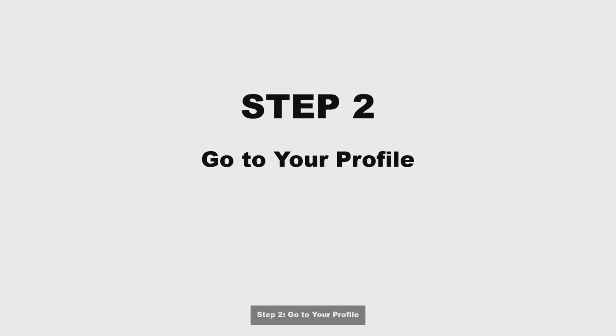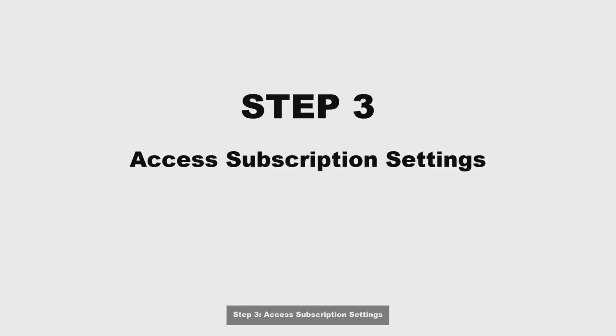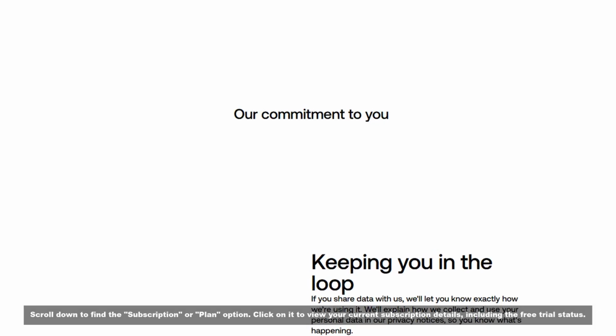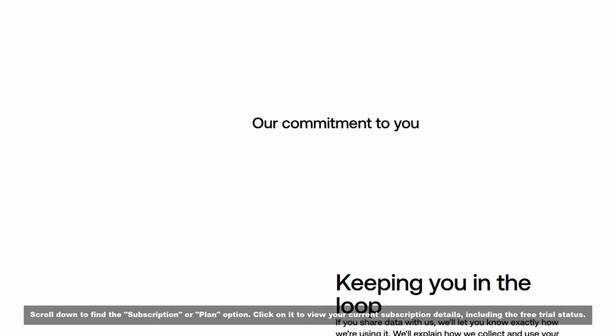Step 2. Go to your profile. Tap on the profile icon or the account section, usually located in the top left or bottom right corner of the app. This will take you to your account settings. Step 3. Access subscription settings. Scroll down to find the subscription or plan option. Click on it to view your current subscription details, including the free trial status.